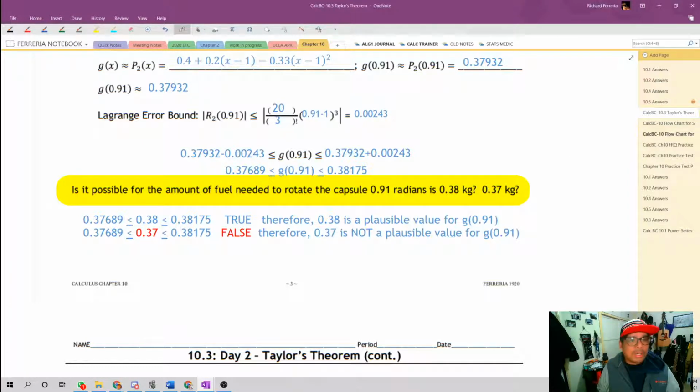Based on our calculations, only values between 0.37689 and 0.38175 are plausible values for our function g evaluated at 0.91. Man, I really like that exercise. Okay, let's move on.